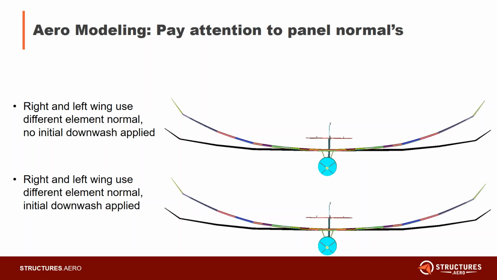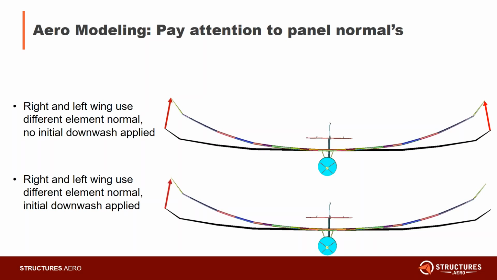The right and the left wing in this case use different element normals, and I'm applying no downwash. If you look, I drew the displacement on the right wingtip and the left wingtip. It's the exact same arrow, just copied and pasted, a vector representation of my displacement at that point. And they are, as we would expect, exactly the same. This makes sense. It doesn't matter from a numerical perspective what that element normal is, because Nastran will solve the singularity strength of that element and figure it all out. You don't have to worry about that.